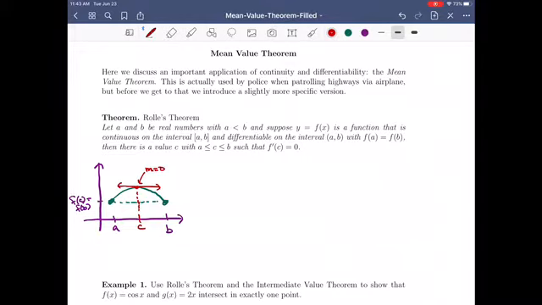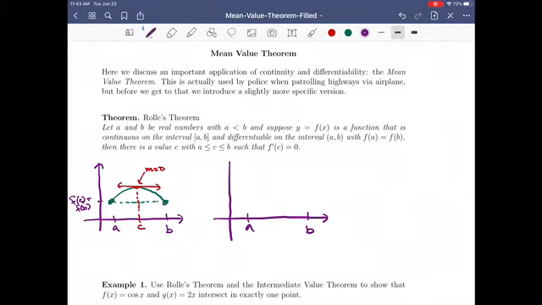Because you have to start and finish at the same place, and it's a smooth, nice curve, there has to be at least one point where the derivative is 0. Now there could be many points. The theorem guarantees that there's at least one.